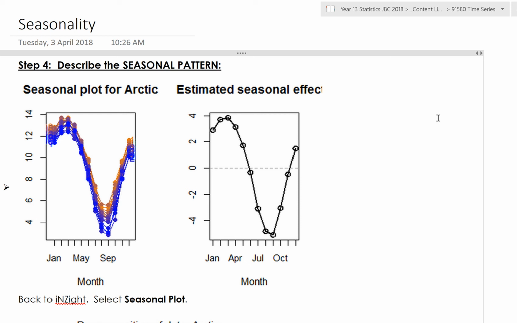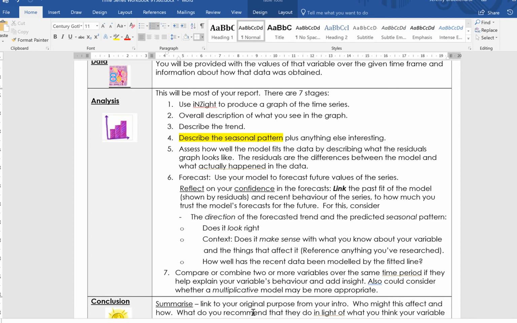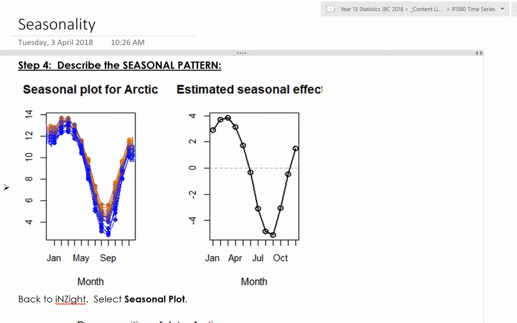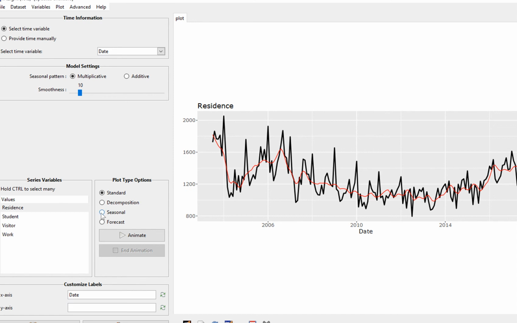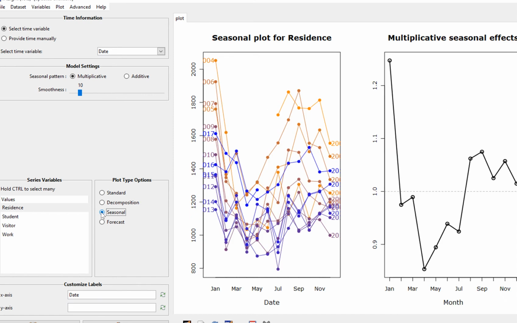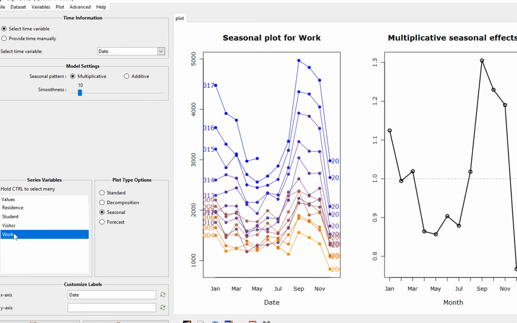Welcome. In this video, we're going to look at how to describe the seasonal pattern in a time series plot. At this stage in your report, you're in the analysis phase, and you would probably already have described the trend plus any other really obvious features. So now we move to the seasonal pattern. On Insight, you can get to the seasonal graphs by clicking seasonal. Surprise, surprise. This one we're going to be looking at arrivals to New Zealand for working purposes.